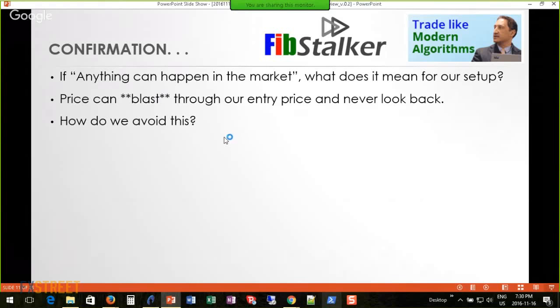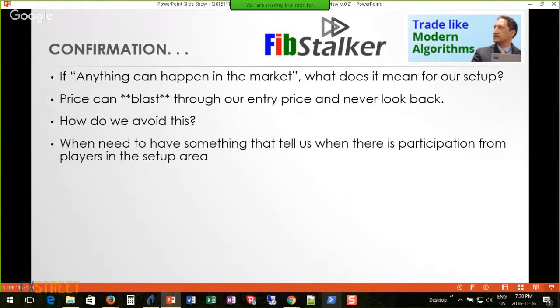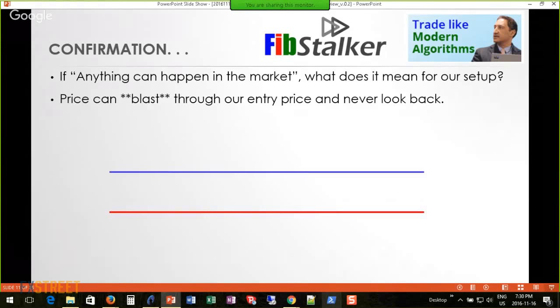Or I should say everything can happen in the market. So how do we avoid this? How do we avoid that price blasts through our entry? We need to have some sort of device that tells us when there is participation from players in that setup area. And in the previous image here, this is my setup area.